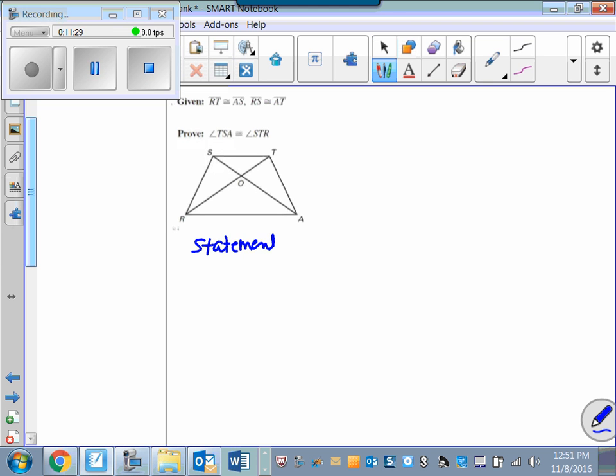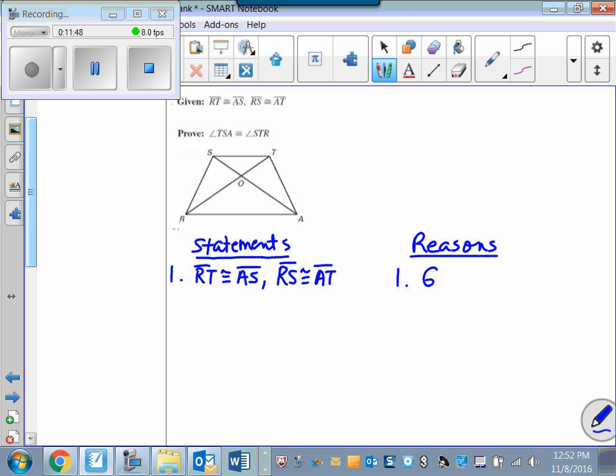Statements. Reasons. Write down our given: RT is congruent to AS, and RS is congruent to AT. So let's see what that's telling me. RT is congruent to AS, and RS is congruent to AT. So that's what I have of those two triangles. Hopefully this one is pretty clear.